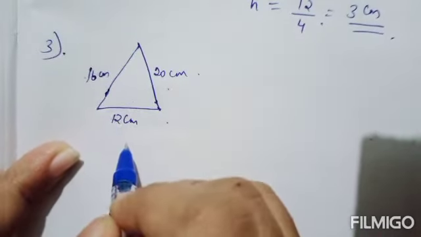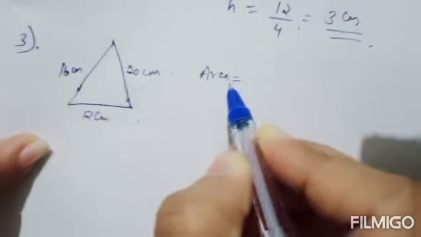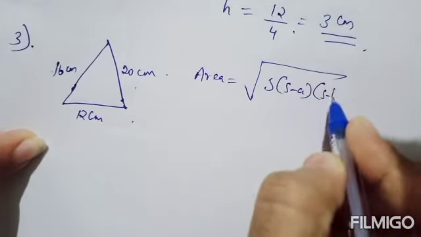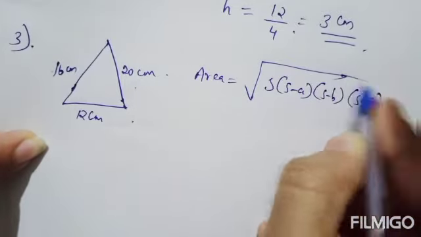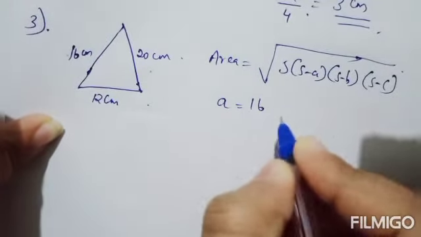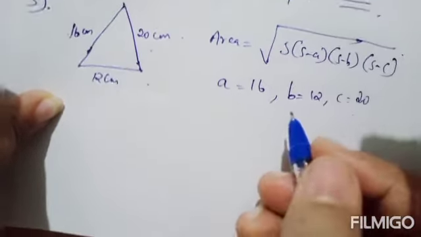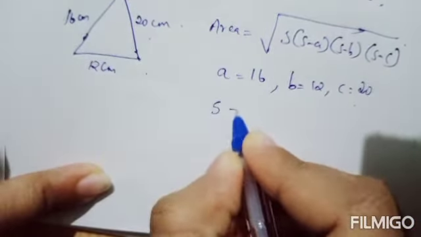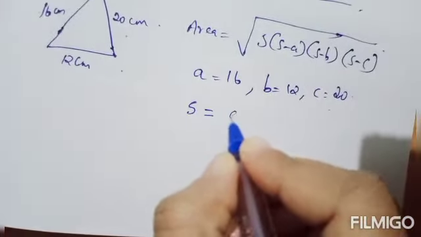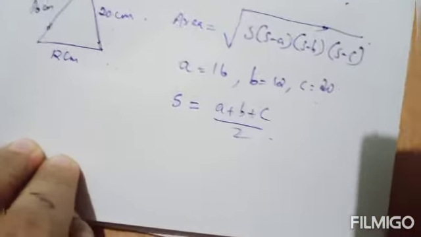So area of a triangle if three sides are given, the formula you know: area equal to root of s into s minus a into s minus b into s minus c. So let us take a equal to 16, b equal to 12, c equal to 20. Okay, so how can you find s here? s is the half perimeter. How can you find it? a plus b plus c by 2. This is the formula for finding s.